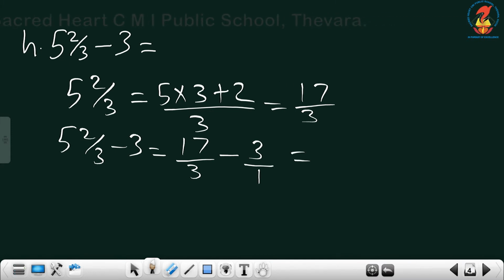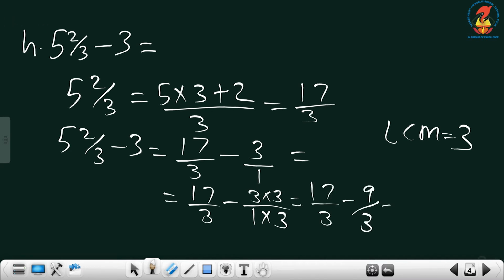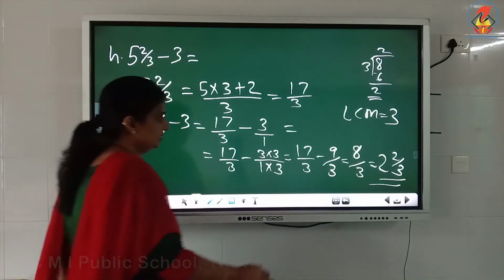So, the LCM is what? 3. LCM equals 3. So, it will become 17 by 3 minus 1 into 3, 3 into 3. That is 17 by 3 minus 9 by 3. It will become what? 17 minus 9 is what? 8. 8 by 3. 8 by 3 is what? 3 2s are 6, 2 and 2 by 3. Is it clear, children? Okay.